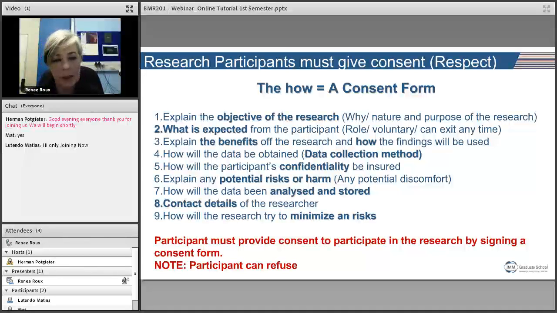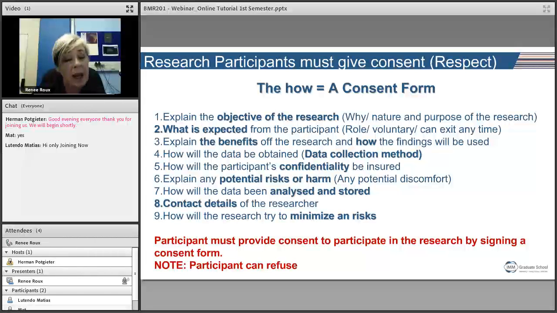What is the purpose of the research? What is expected from the participant? The fact that maybe there will be a video recording, they need to answer certain questions, but that it's voluntary, no one can force them to participate. That at any stage, if they feel uncomfortable during the interview, they can end the interview and exit.